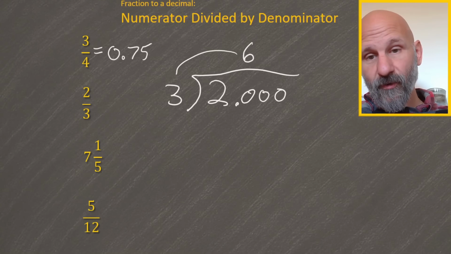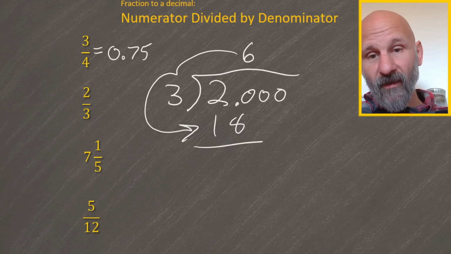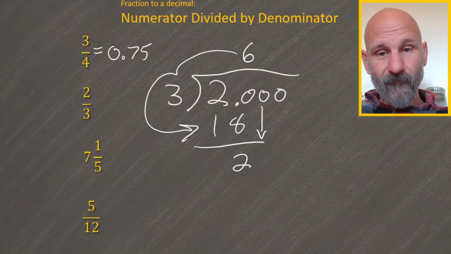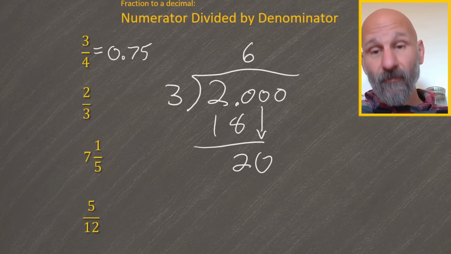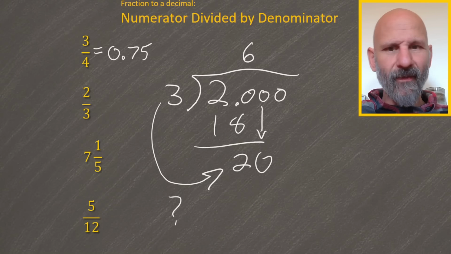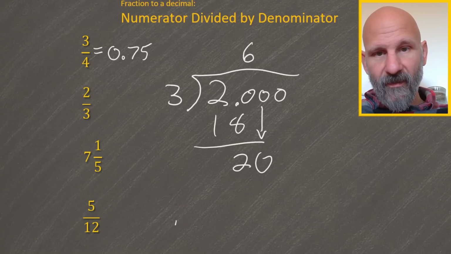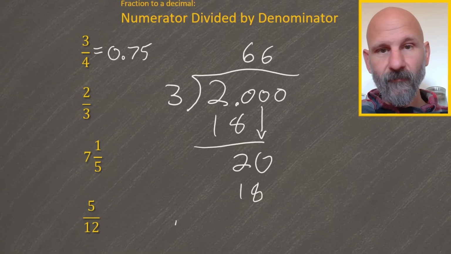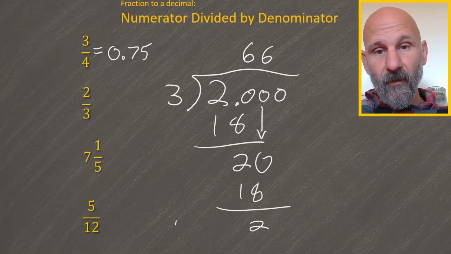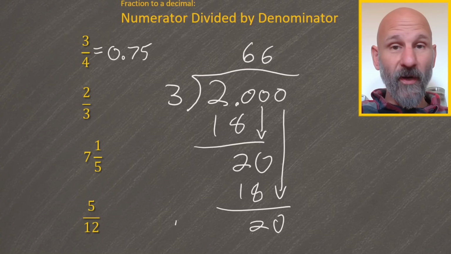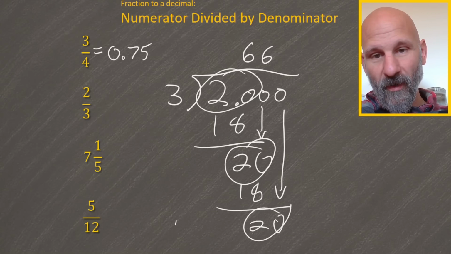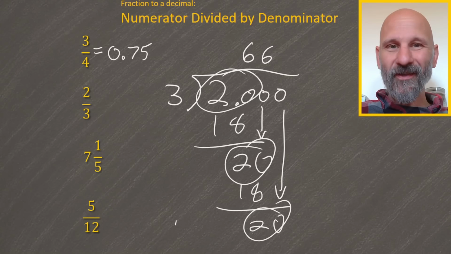3 times 6 makes 18. Subtracted from 20 makes 2. Bring down the next 0. Now I have 3 times what makes 20 again? We have that again, and that's going to be another 6. It's still 18, right? And then we put an 18 there, and then we subtract. And that's a 2. Then we bring down the next 0, and we got another 20. Now, if we're following the pattern here, I got a 20 there, a 20 there, a 20 there. I'm going to end up with another 6, another 6, another 6.